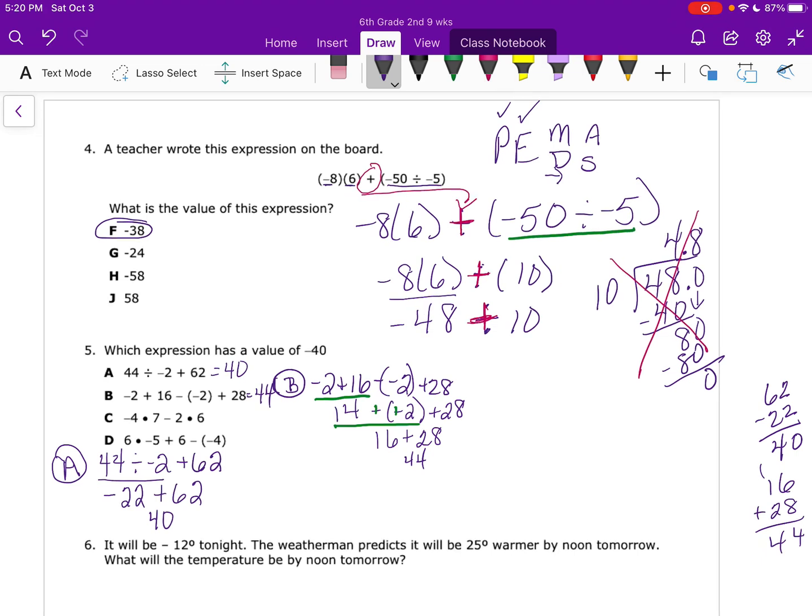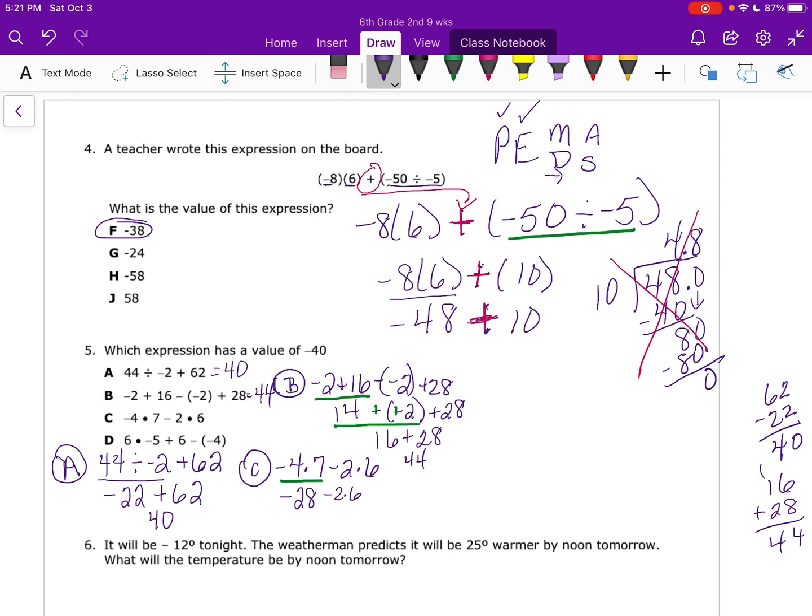All right, C. I'll try to do C down here. C is negative 4 times 7 minus 2 times 6. So we follow order of operations. We're going to multiply before we subtract. Okay, so we're going to do negative 4 times 7 first. So 7 times 4 is 28. And then a negative times a positive is a negative.